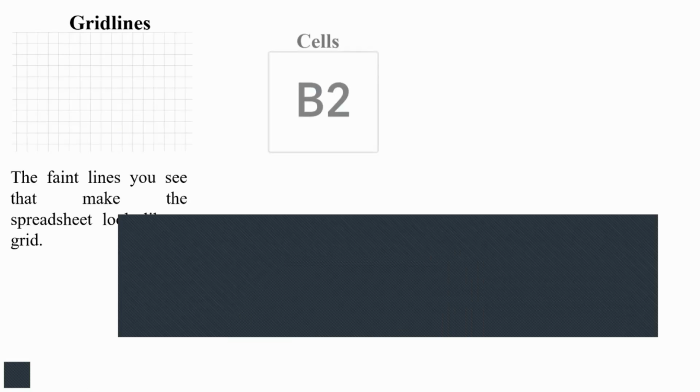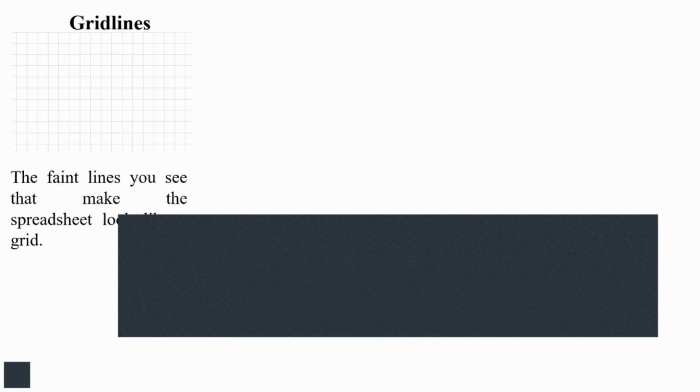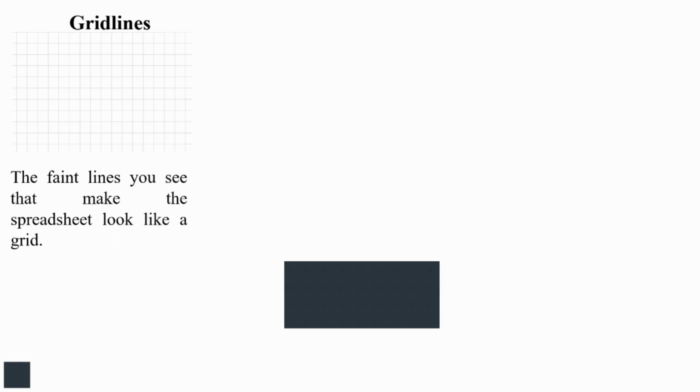Then, as you can see, the fence lines that make the spreadsheet look like a grid are what we call the grid lines. Then we have cells, where we said that the small box formed where there is an intersection of a row and a column is what we refer to as a cell.